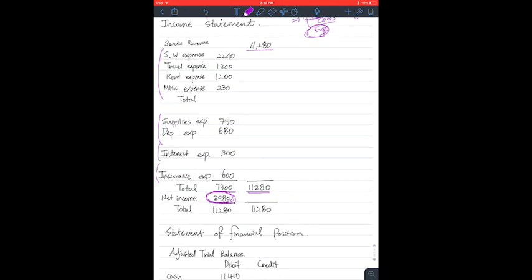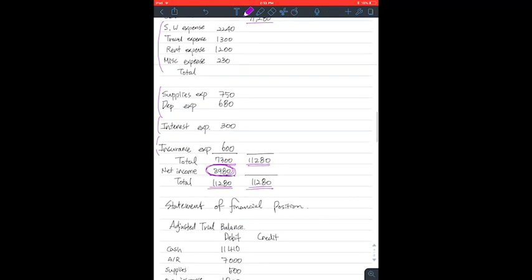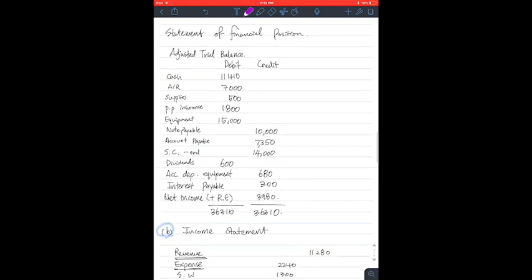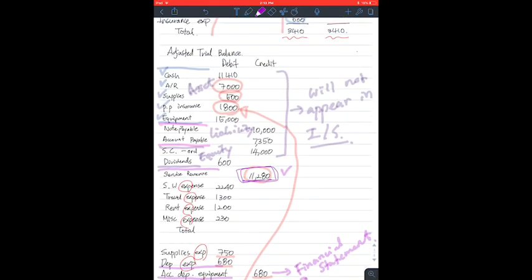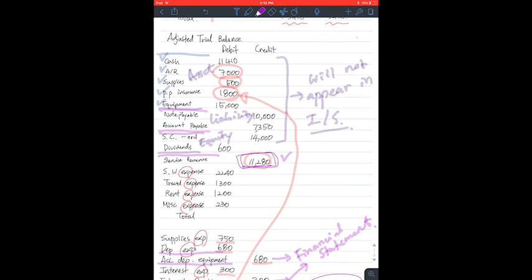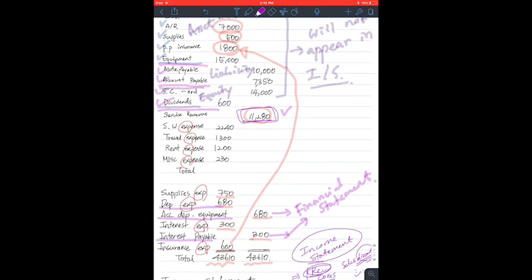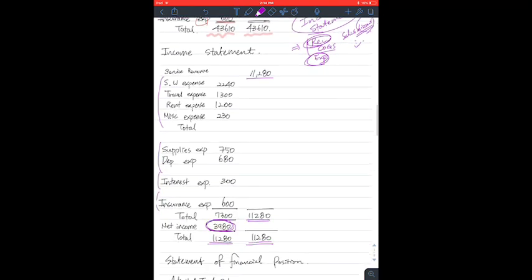Okay, we have net income of 3,980, and this is a net gain, because we have more revenue than expenses. So the total will be 11,280 on the credit and 11,280 on the debit side. So your statement of financial position will include all the financial statement accounts that I have here: cash, AR, supplies, prepaid insurance, equipment, note payable and account payable for liability, share capital ordinary for equity, and dividends. And here accumulated depreciation equipment and interest payable should also be included in your financial position.